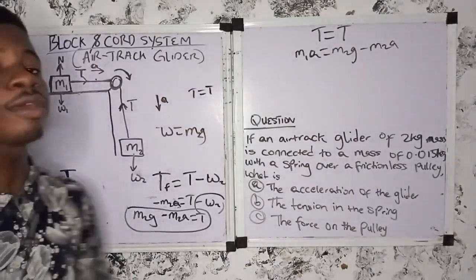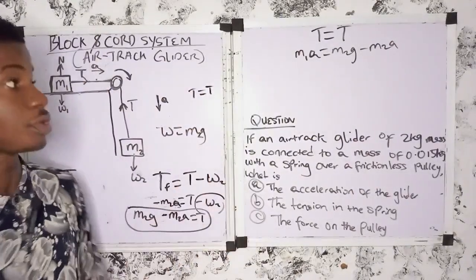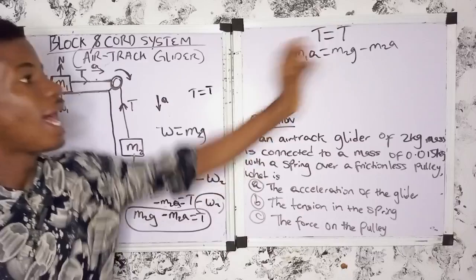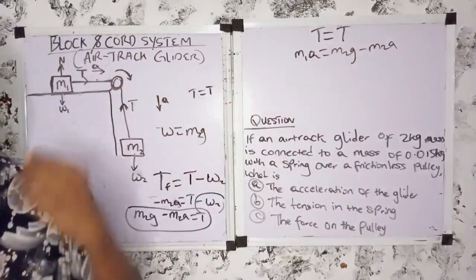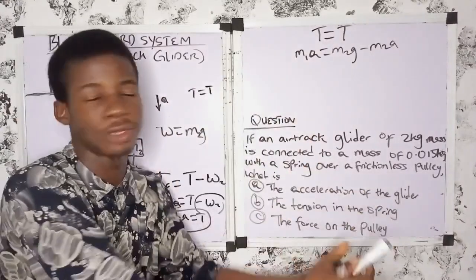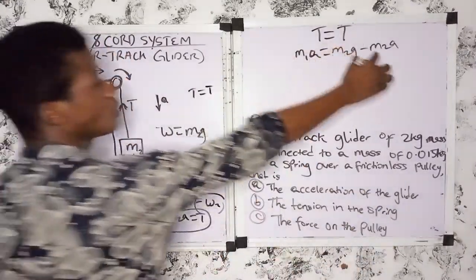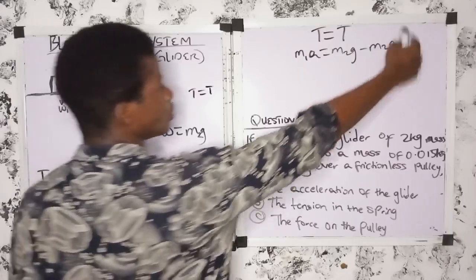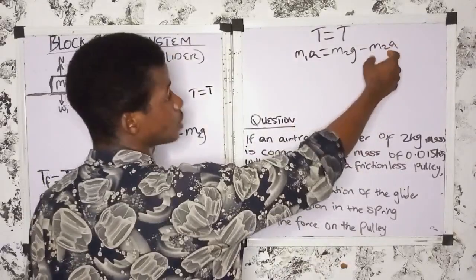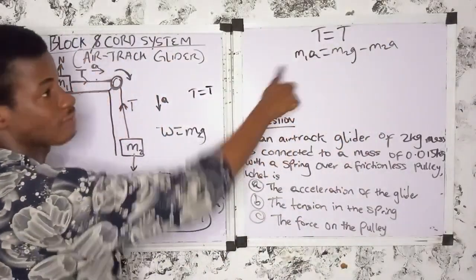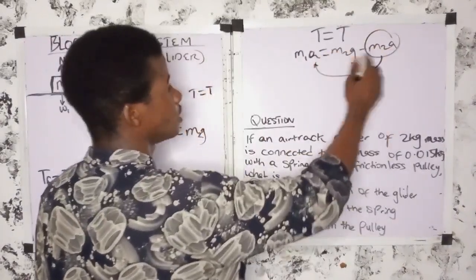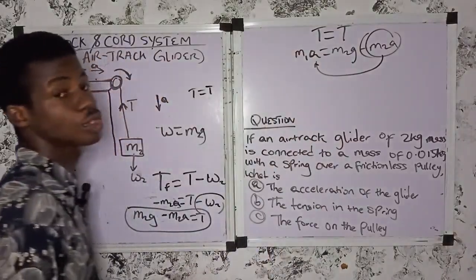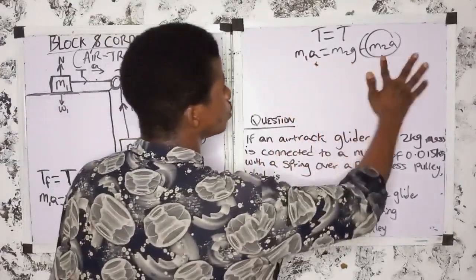Yes. Now since we are looking for the common acceleration, we take the masses that have acceleration to one side and the masses that have g to the other side. So we take this one to this side, this mass that has acceleration, to this other side. If minus M2A crosses to this side, it should turn positive, right?